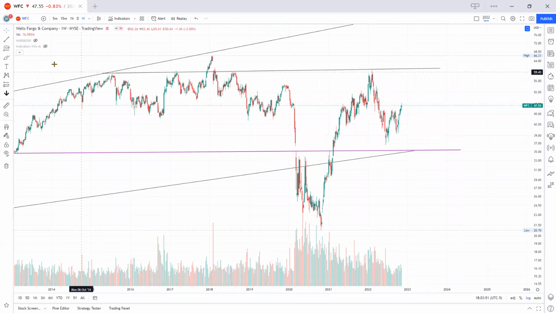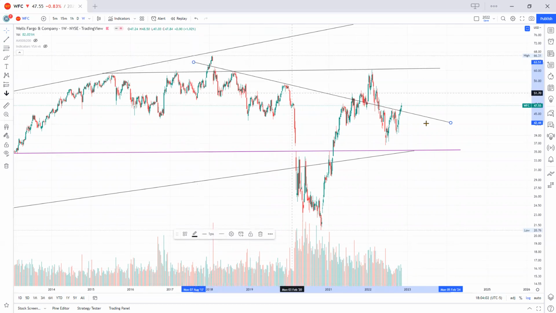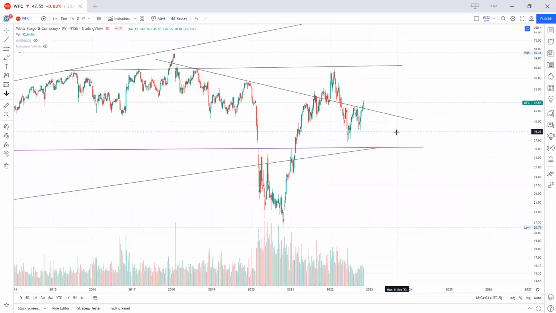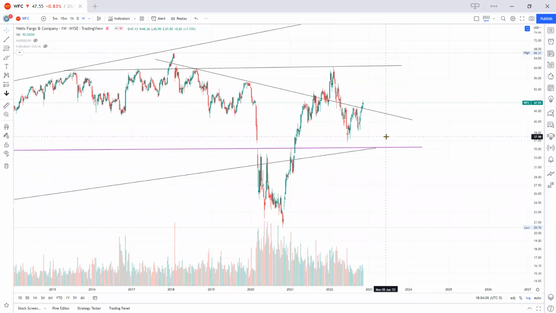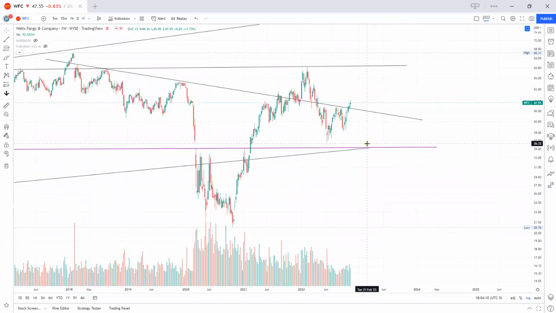All right, so this is Wells Fargo. It's a bank. I think it's one of the top lenders in the US for mortgages. So I've been trying to pay attention to them, to see how their price action will be with interest rates rising.